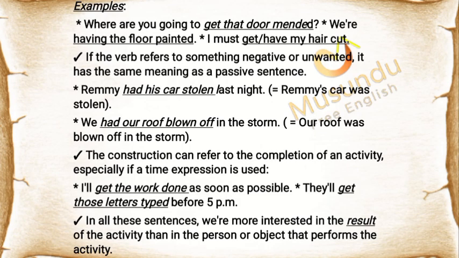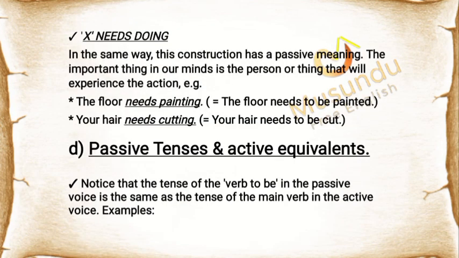The construction can refer to the completion of an activity, especially if a time expression is used. Examples: I'll get the work done as soon as possible. They'll get those letters typed before 5 p.m. In all these sentences, we're more interested in the result of the activity than in the person or object that performs the activity. X needs doing.